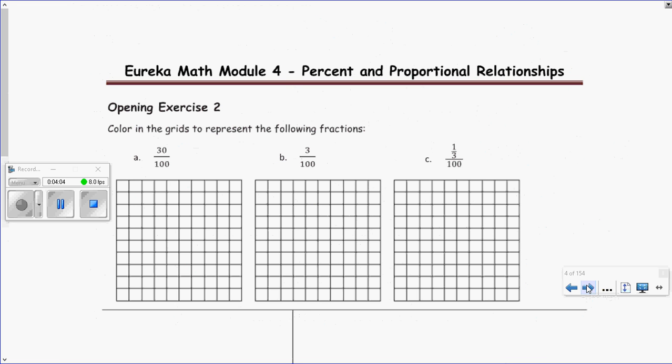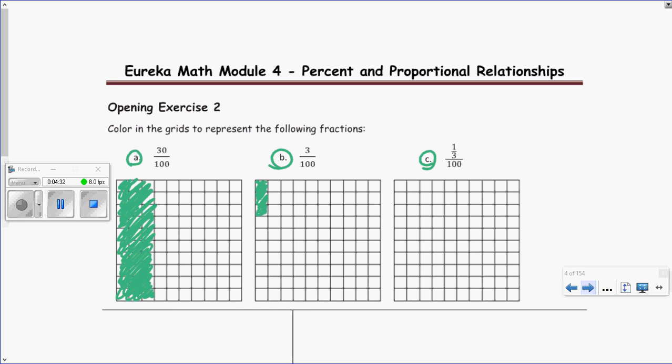Okay, for this one, go ahead and shade in 30 out of 100 and then 3 out of 100, and then I'm going to help you with C. So pause it and do these two on your own. Okay, 30 out of 100, you could have gone across, but this is to me the quickest way. Just shade 3 of the columns going down. That's 30 out of 100. 3 out of 100 looks like this.